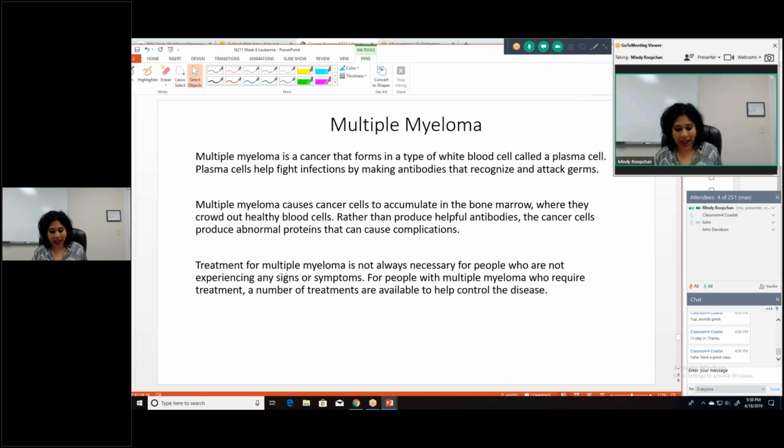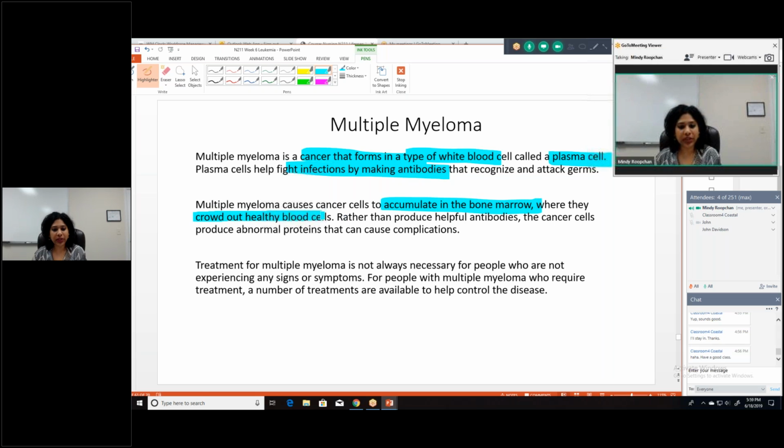For multiple myeloma, we could probably get through it and then we'll take a break. Multiple myeloma is a cancer that forms in a type of white blood cell called a plasma cell. Plasma cells, as you know, fight infection by making antibodies that recognize and attack. Multiple myeloma causes cancer cells to once again accumulate in the bone marrow.